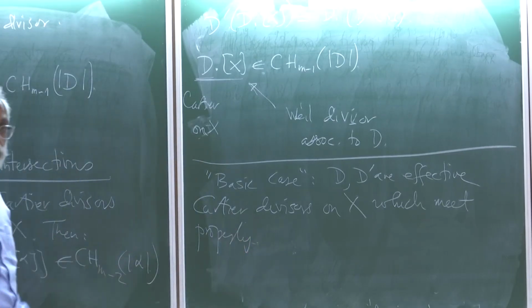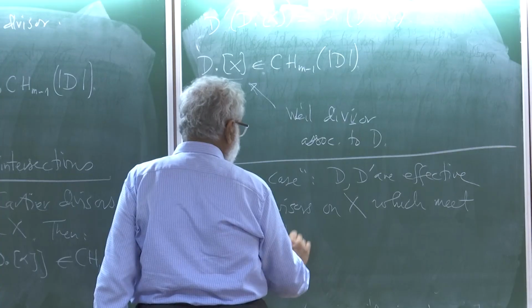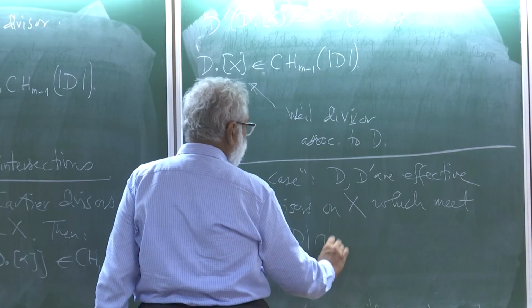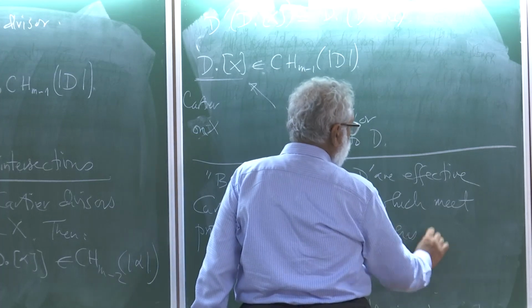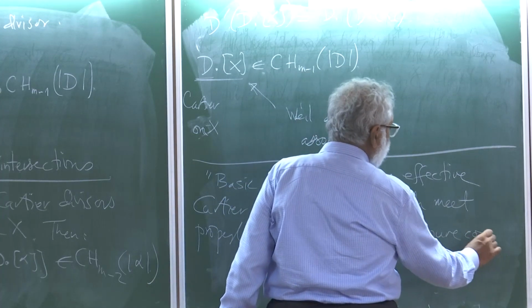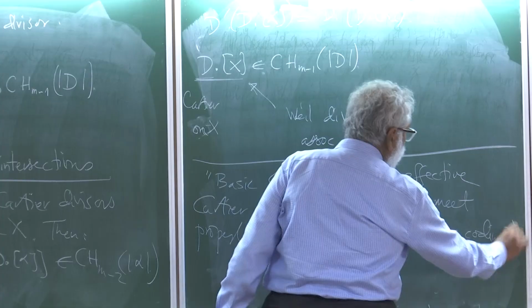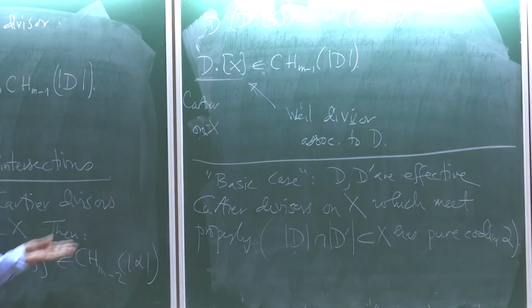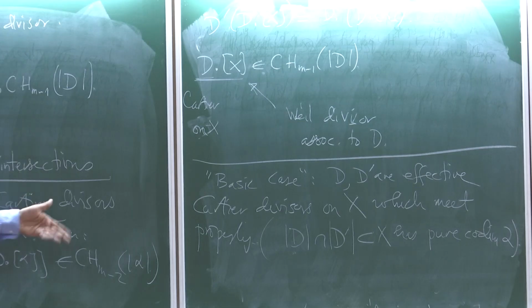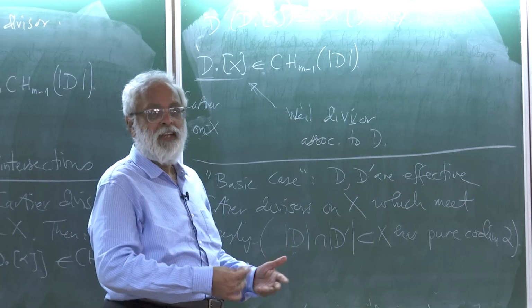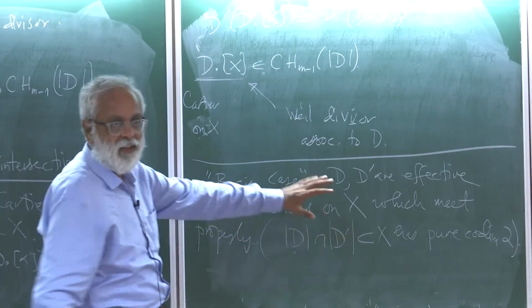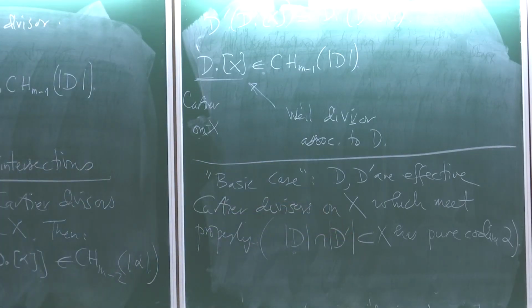In other words, if I take the support of D intersection the support of D prime contained in X, it has pure codimension 2. And this is the best possible situation. And then the problem is the general case, it's not true. And if it's not true, by what extent is it not true? Can I measure that? Can I lower that by blow up, etc., etc.? Those kinds of things. But let's take this best possible case.